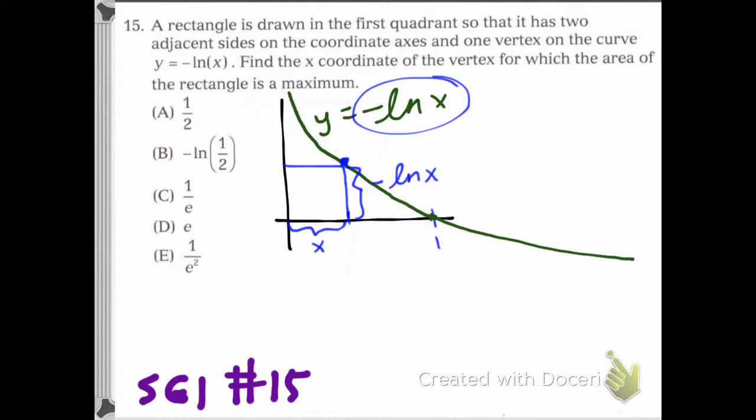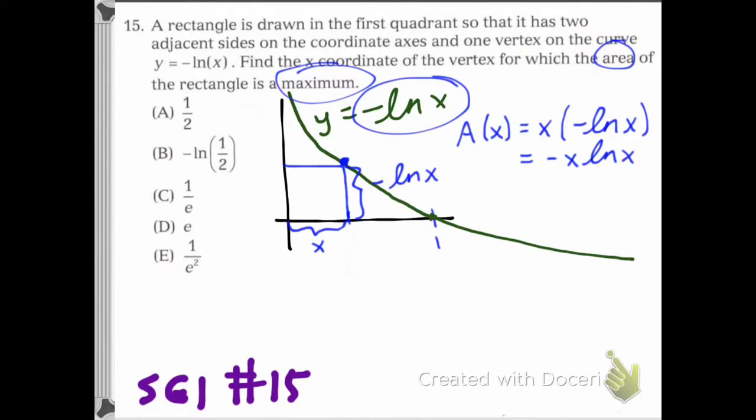So we want to maximize the area. So we need to figure out what the area of the rectangle is. As you can see, the area of the rectangle in terms of x is just the length of the rectangle, which is x, multiplied by the width or the height, whichever way you want to look at it, negative ln x. So we have a function we're trying to maximize, and the first thing we want to do is take the derivative.